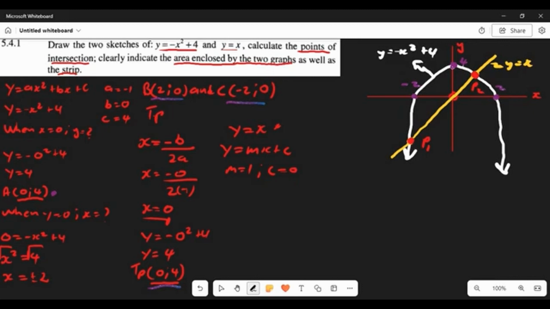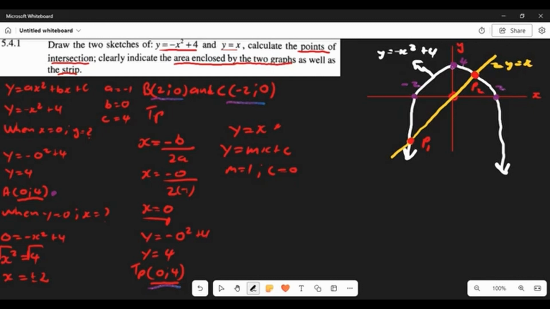But in order for you to find this point, you need to know some very important information about when two graphs are intersecting. When two graphs are intersecting each other, it means that at those points, those graphs are actually equal to each other. So in order for us to find this intercept, we need to equate these graphs. The best way is to equate these graphs so that we only have x to solve.